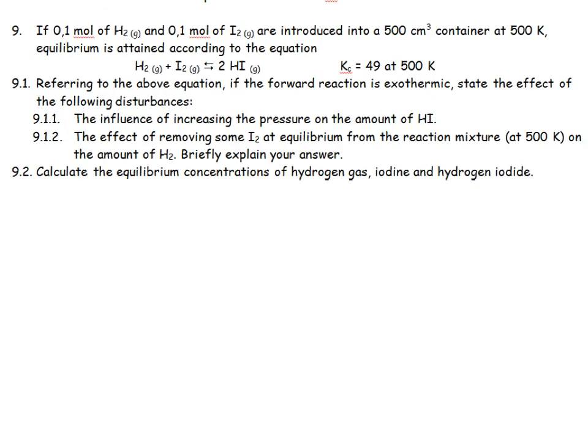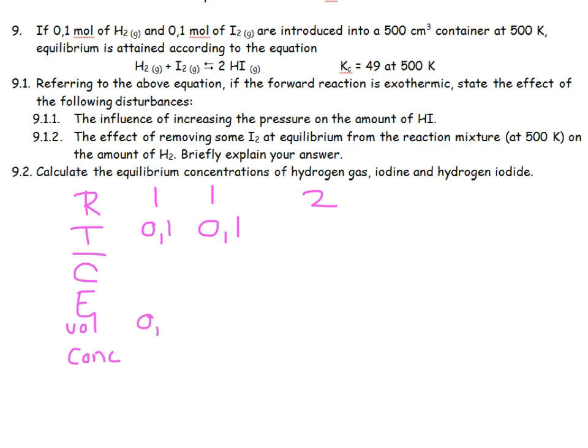This reaction over here is not in the curriculum because it's going to land up involving x's, but we'll go through it just for the mental exercise. I'm going to go through it quite fast. So we've got a rice table again, and we are going to say if I put 0,1 moles of hydrogen and 0,1 moles of iodine, my ratio is 1:1:2, into a 0,5, because it's 500 centimeters cubed, so I divide by 1,000 in order to get 0,5 decimeters cubed.